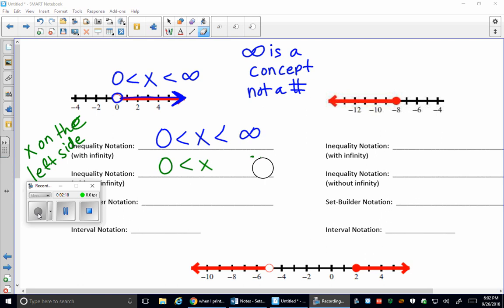So let's clear this out. And so what I'm going to do is take our inequality symbol and flip it over. Now that x is on the left side, notice that the inequality symbol also rotated as well with x. So now I can say x is greater than 0. And for our set builder notation, now we can say x such that x is greater than 0.